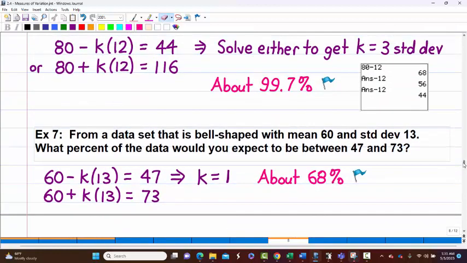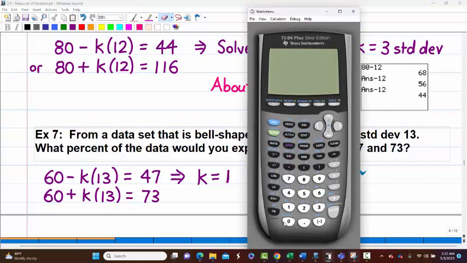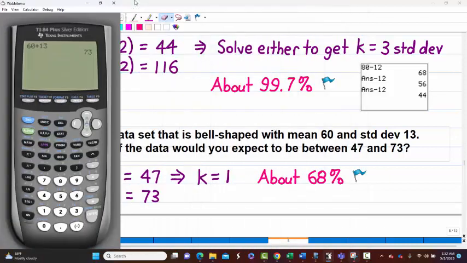Here's another similar example. I wrote the equation. I guess I didn't put the calculator screen in this one, but okay, it's 60 mean, standard deviation 13, 47, and 73. Okay, I'll go plus this time. I'll be shooting for the high number here. So how many times do I have to add? If I go 60 plus 13, well, looky there. We got it on the first try, didn't we? 60 plus 13 is 73. It only took once, so K equals 1, which by definition of the empirical rule means that the answer is 68%.